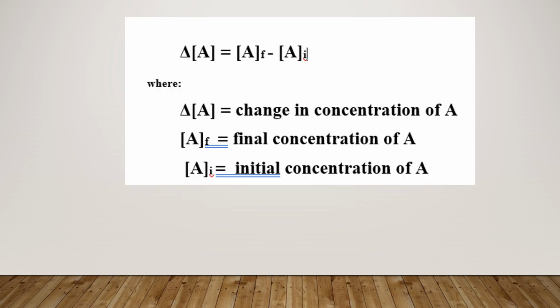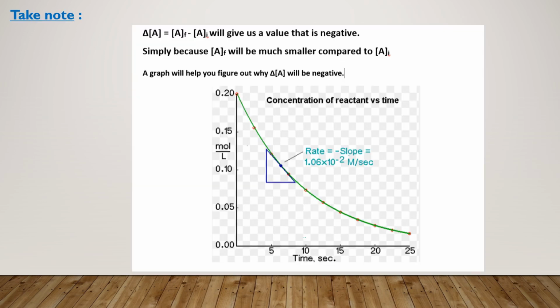Now the change in concentration of A is equal to the final concentration of A less the initial concentration of A. Take note that the change in concentration of A will give us a value that is negative simply because the final concentration will be much smaller compared to the initial concentration. Now this graph will help you figure out why a change in concentration of A will be negative. See, for example, your initial concentration is 0.2. At some point in time, say for example somewhere here, your final concentration will be much smaller than the initial concentration, giving you a value of the change in concentration of A that is negative.